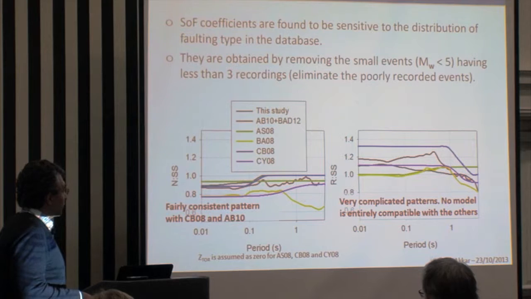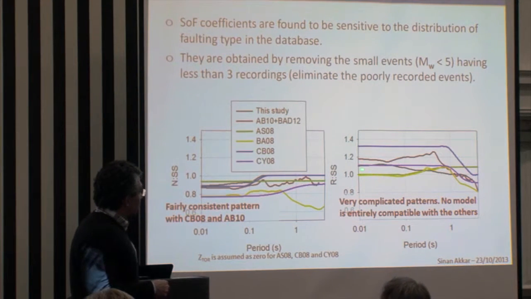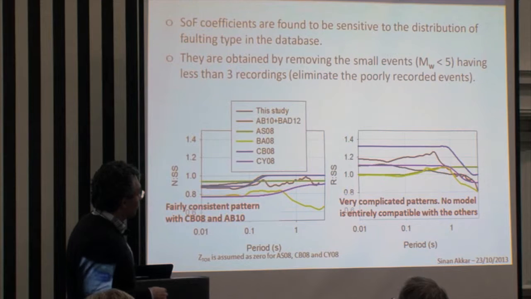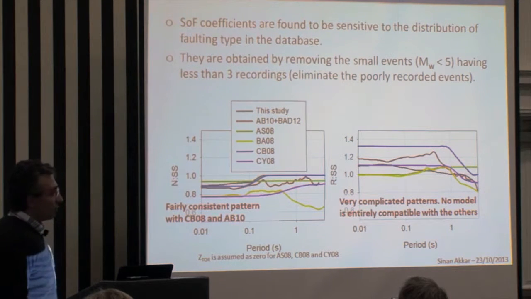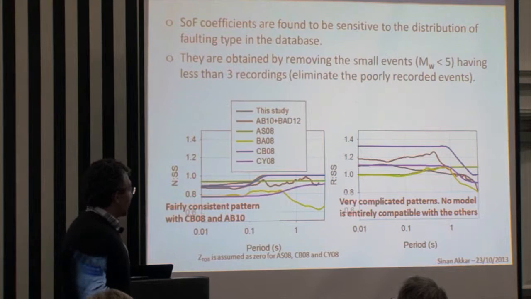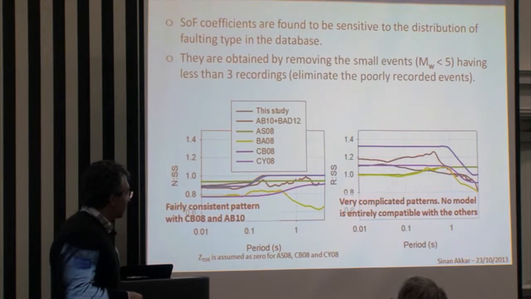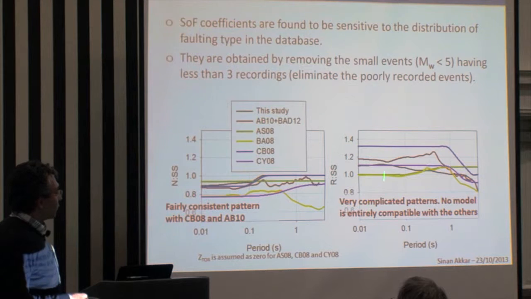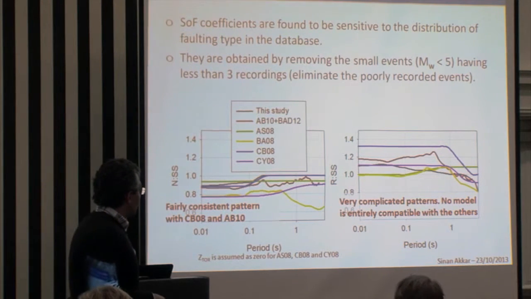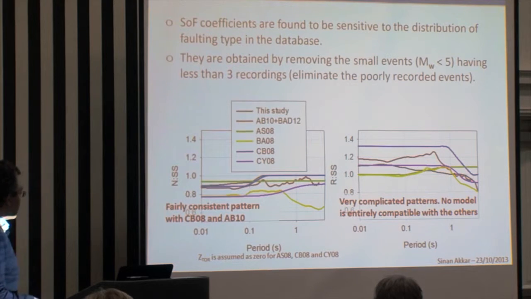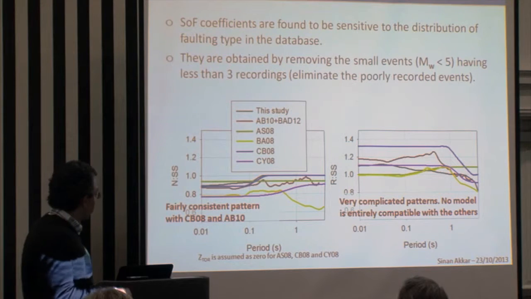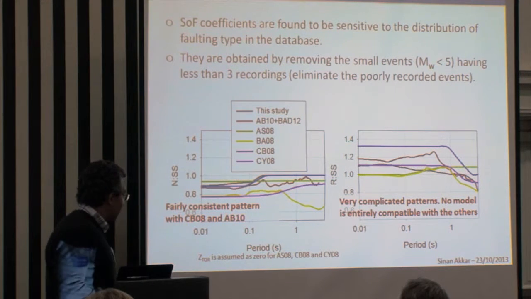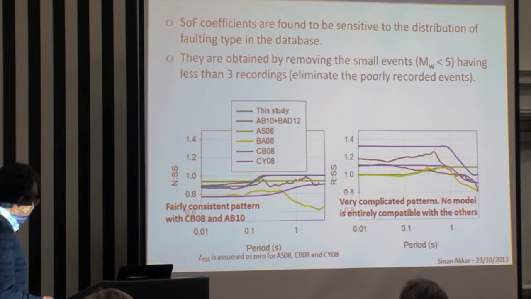For reverse to strike slip ratios, the comparisons show that the behavior is quite complicated. We don't have a good match with any one of the models compared here. On the other hand, the rest of the models also differ quite a bit in estimating the reverse to strike slip ratio. For the NGA West 1 models, we used Z-Tor as 0 in these comparisons.